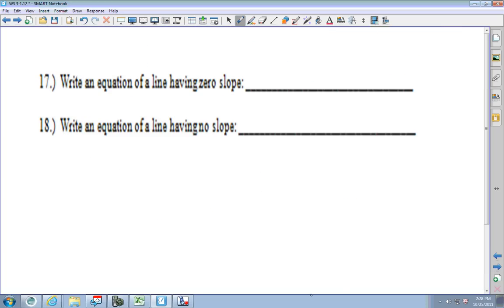Next, write an equation of a line having a 0 slope. Remember, a 0 slope is a horizontal line. Horizontal lines are y equals. You could put y equals 7. It's going to be y equals any number. There's not an x with it. It's just that number. Then it says, write an equation having a line with no slope.